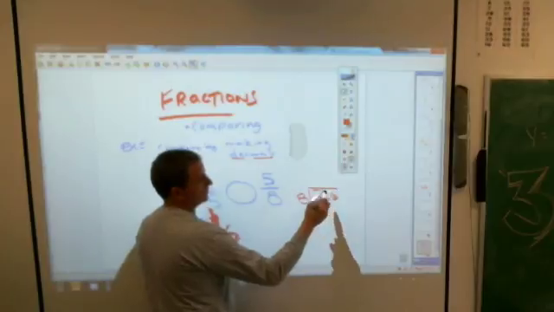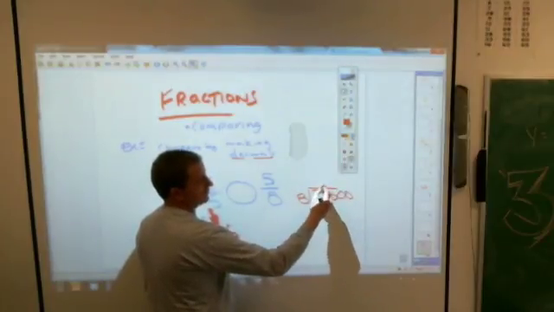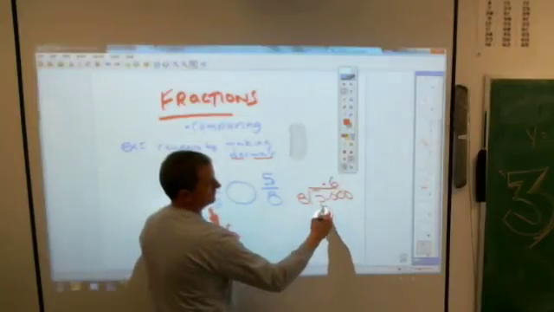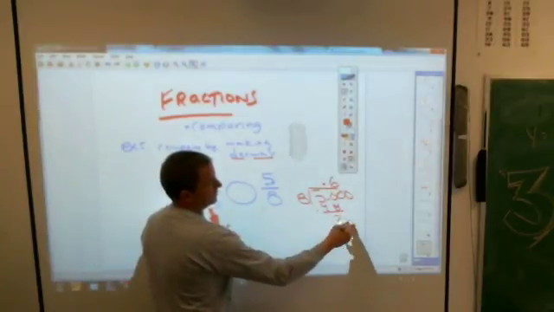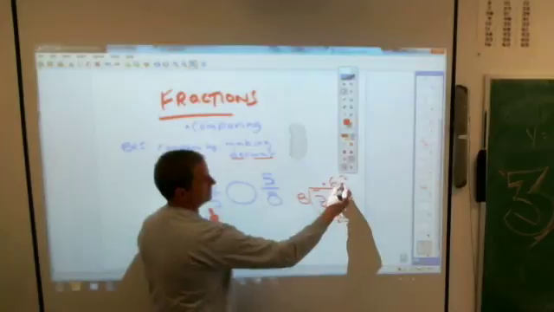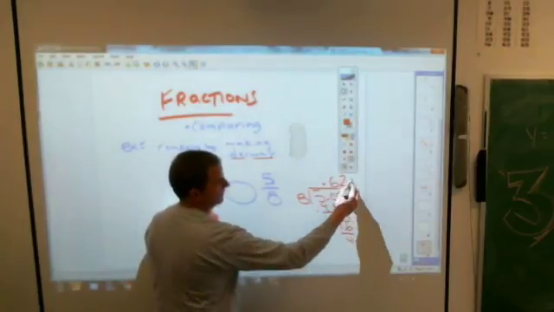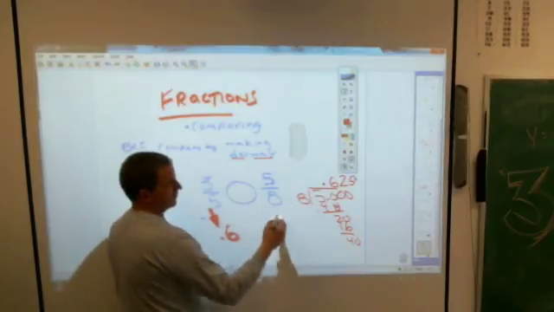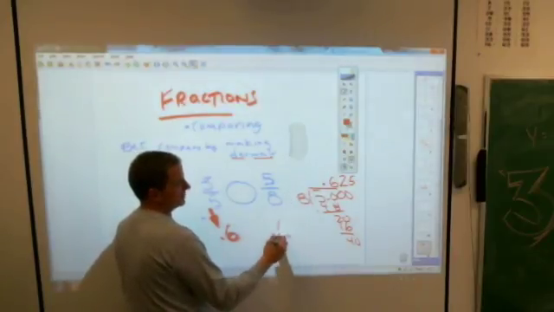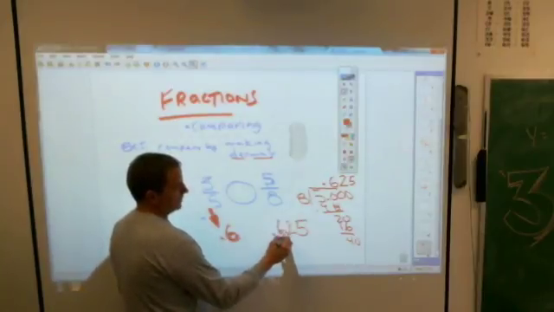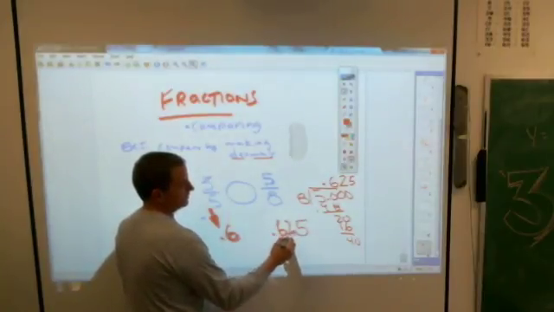8 goes into 5.00, which is what? 8 goes into 50 6 times, right? 8 goes into 20 2 times, and then 8 goes into 40 5 times. So the decimal equivalent of 5/8 is 0.625. And then based on that, which one is smaller or larger?